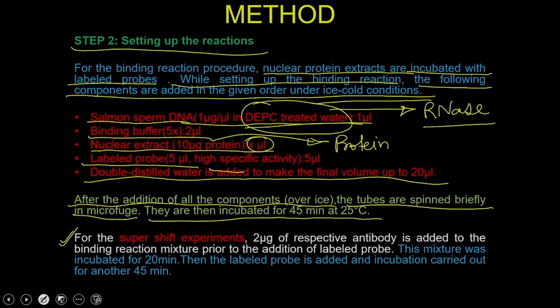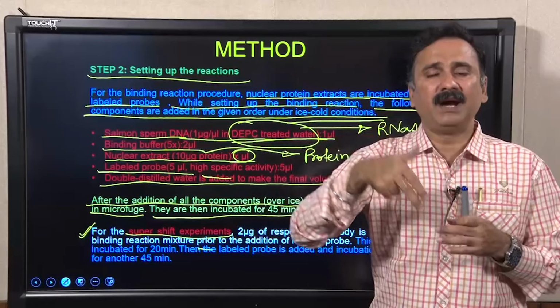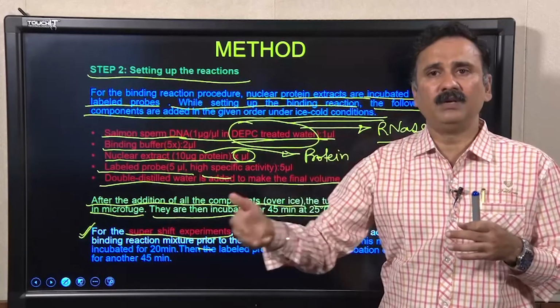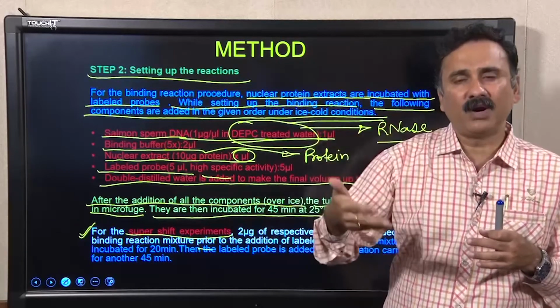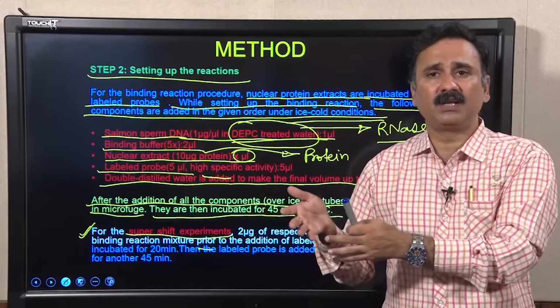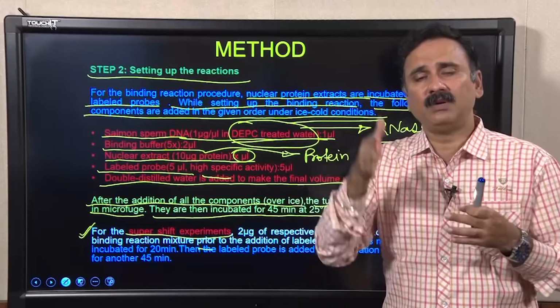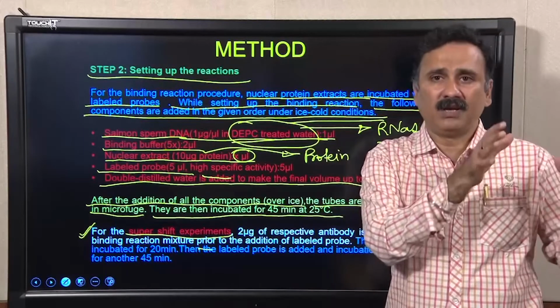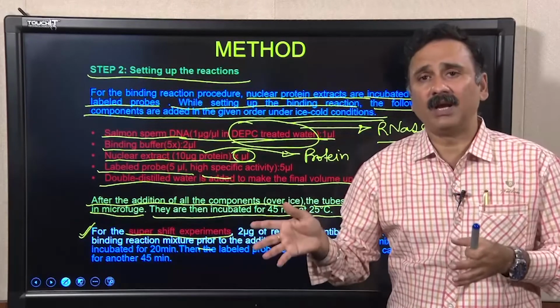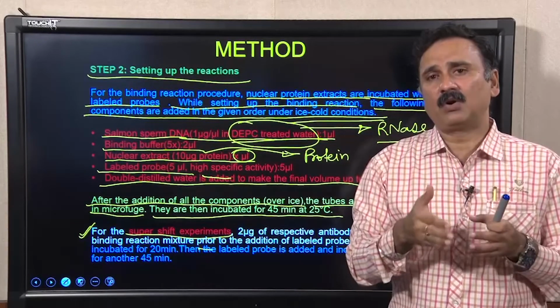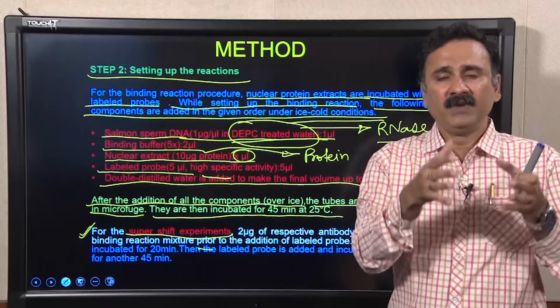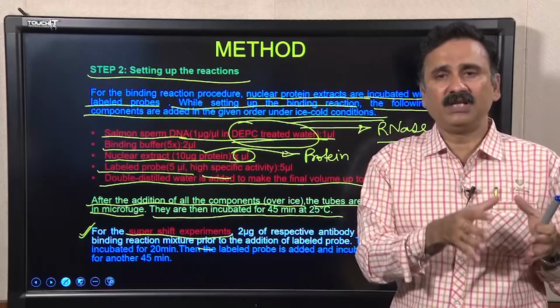In this there will be a variation for the supershift experiments. Supershift experiments are experiments where you are also interested in which protein is actually binding. In those cases you can simply add antibodies directed against a particular transcription factor, so that you will know not only that proteins are binding, but also which protein is binding.